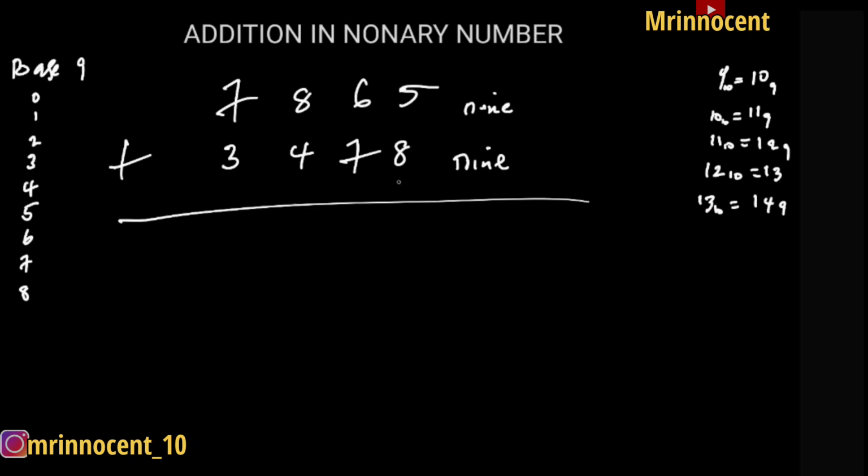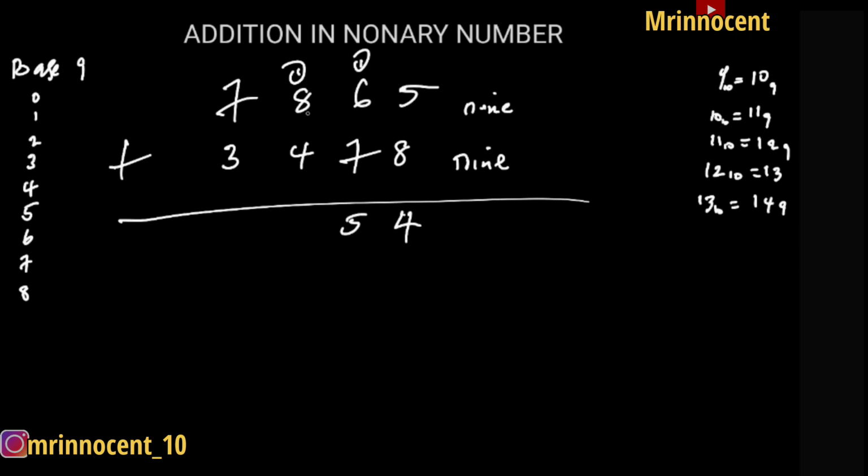Five plus 8 is 13. 13 in base 9 is 1 remainder 4. You write 4, carry 1 to the next one. 1 plus 6 is 7, plus 7 is 14. 14 in base 9 is 1 remainder 5. You write 5, carry 1.